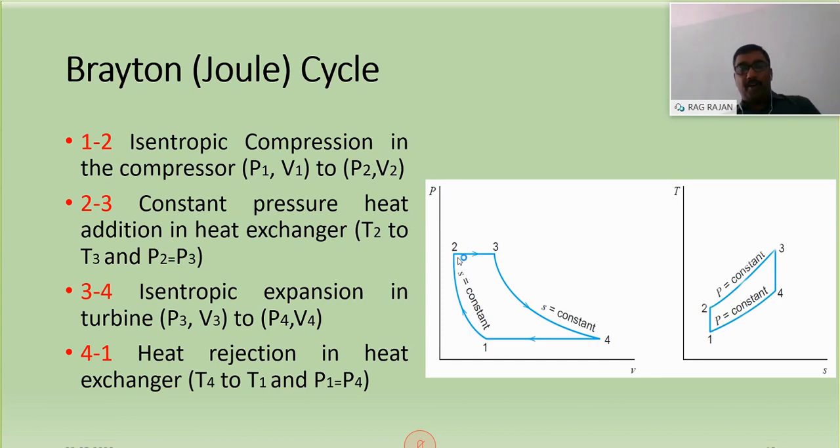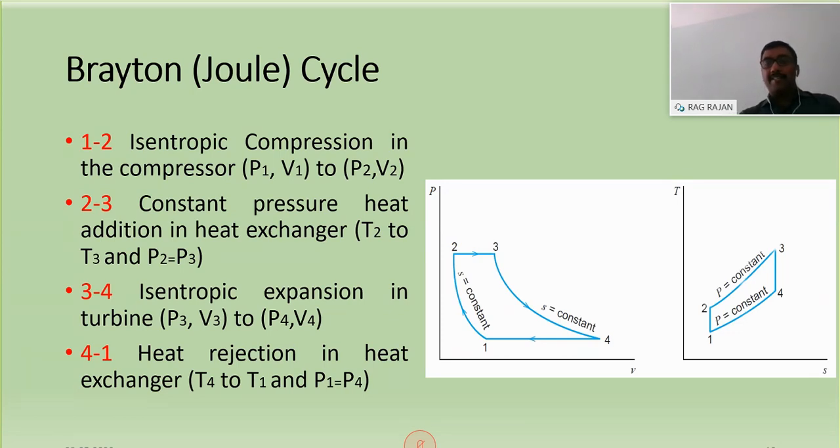Then V2 and T2 are changed to V3 and T3. From 3 to 4, P3, V3, T3 is changed to P4, V4 and T4. And in the last process, T4 is changed to T1, where P1 and P4 are the same.